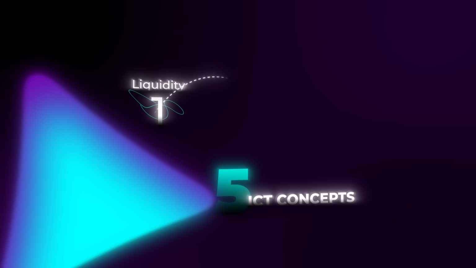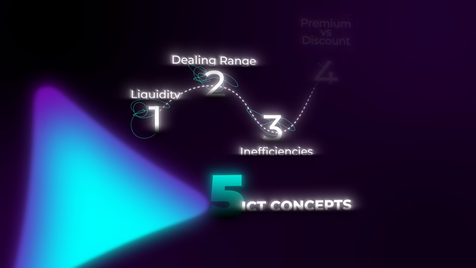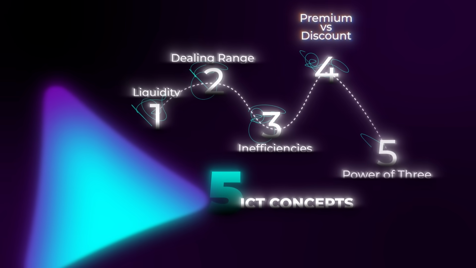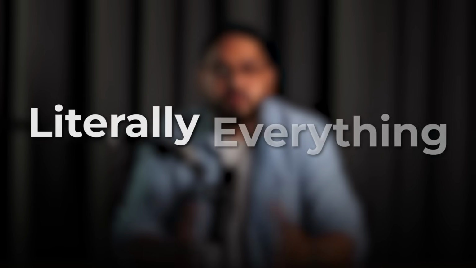So that's it. These 5 concepts, liquidity, dealing range, inefficiencies, premium versus discount, and the power of 3 are literally the backbone of my entire approach. I didn't learn this overnight, obviously. It took years of getting stopped out, chasing breakouts and watching price do the exact opposite to what I expected. But once I stopped fighting the algorithm and started understanding how it thinks, literally everything changed.